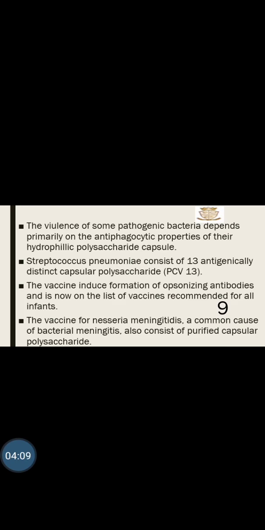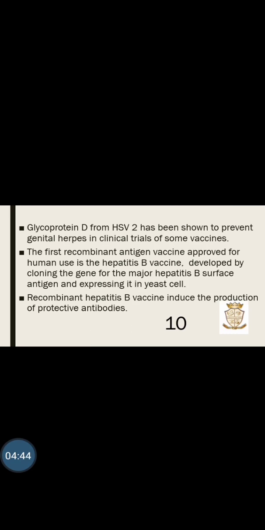The virulence of some pathogenic bacteria depends primarily on the antiphagocytic property of their hydrophilic polysaccharide capsule. The Streptococcus pneumoniae vaccine consists of 13 antigenically distinct capsular polysaccharides. The vaccine induces formation of opsonizing antibodies and is now on the list of vaccines recommended for all infants. The vaccine for Neisseria meningitidis, a common cause of bacterial meningitis, also consists of purified capsular polysaccharide.